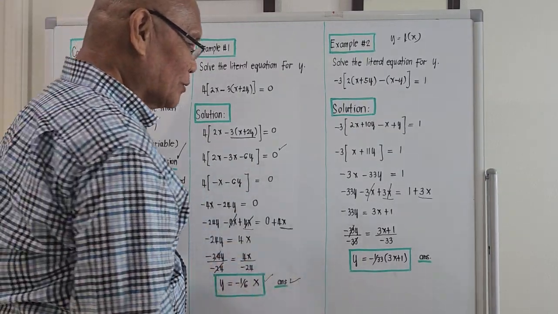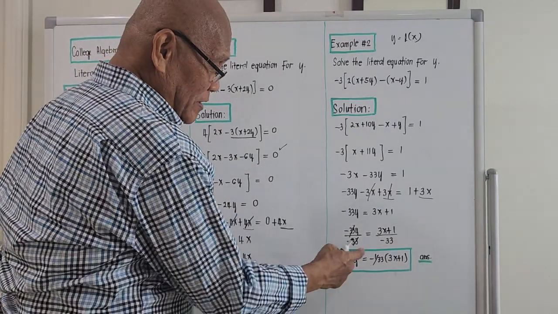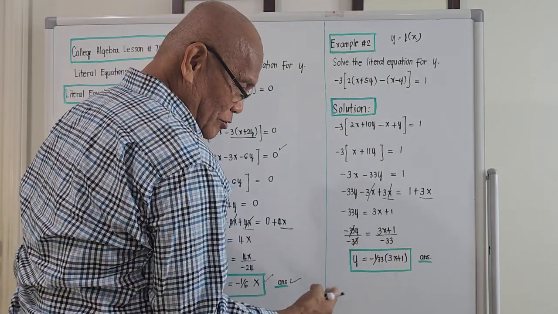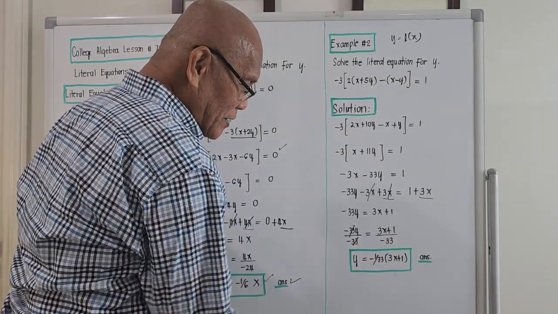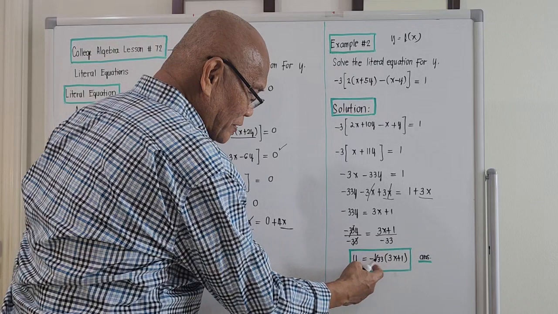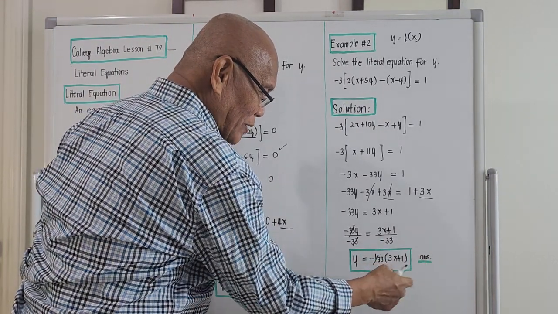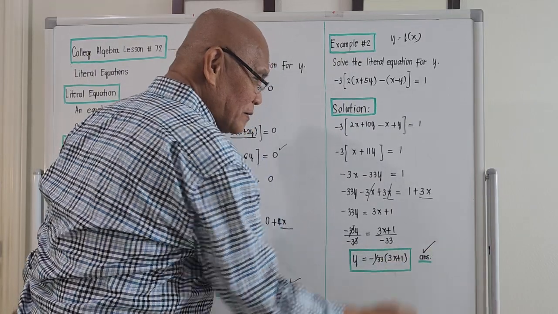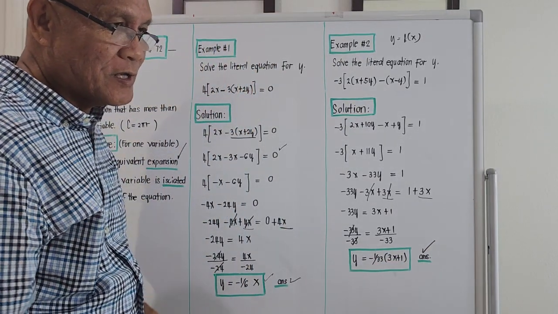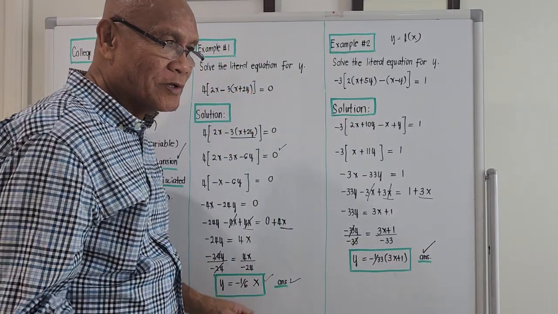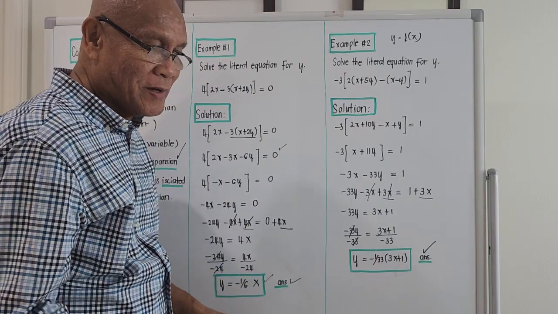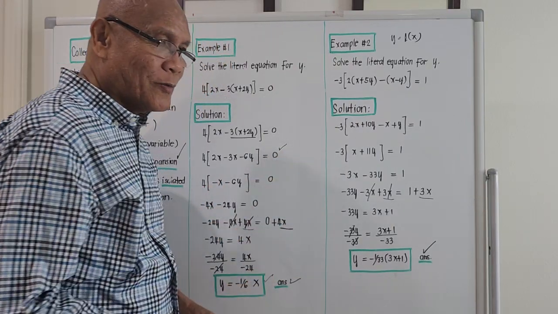Y equal to. Okay, we can make it like this to look handsomer, right? So this is negative 1 over 33, okay, times the quantity 3x plus 1, close quantity, and that will be the answer. As simple as that one, as long as you know the concepts on how to simplify from the fundamental operations.